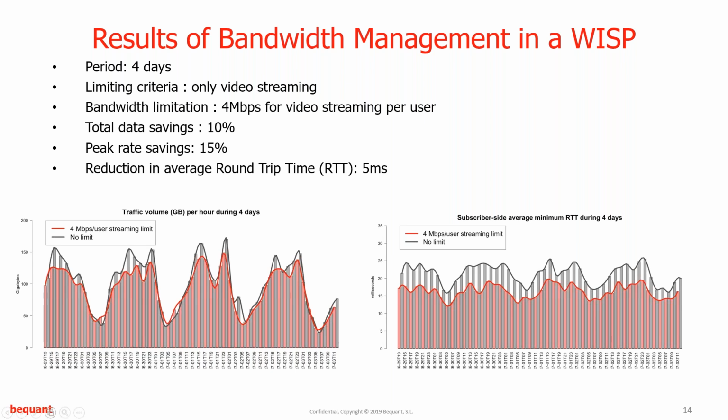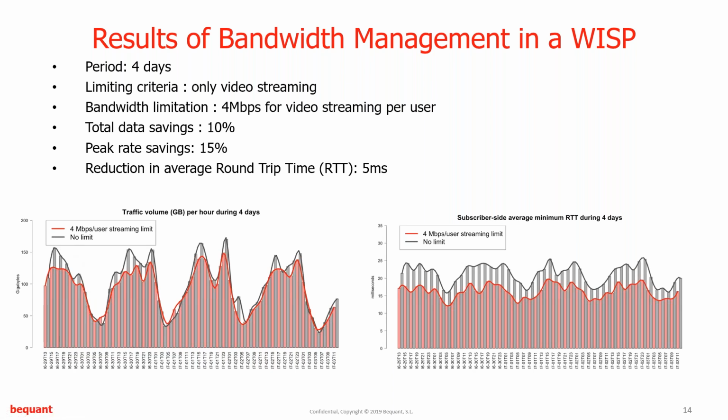In red is the optimized, the hours when we were limiting. In gray is when we were not limiting. And you can see this is 4 days of traffic in that operator. And you can see how the traffic went up, of course, as you would expect, especially during peak hours when there was no limitation. Okay, so around 15%.